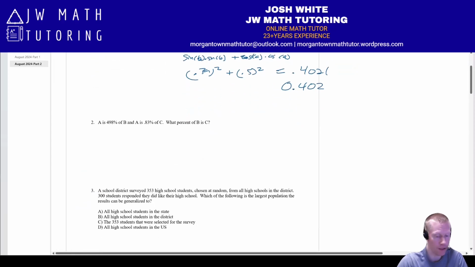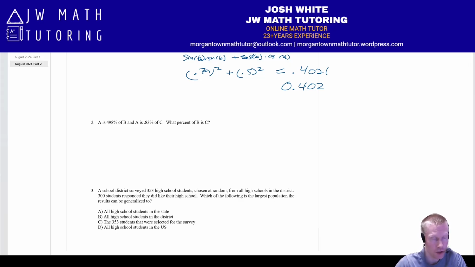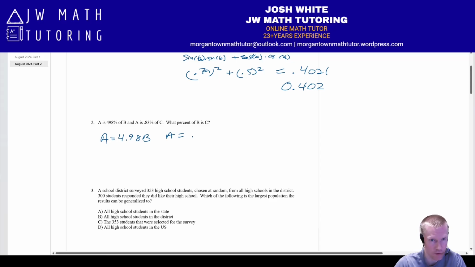Next question dealt with percentages. On this one, the first thing I'm going to do is convert these words into an equation, which would be A equals 4.98B. And then you could convert the second one into an equation, which is A equals, you just have to be careful. So this is 0.83%, which means we move the decimal over, and it turns into 0.0083C. Now, since these are both equal to A, we can just set them equal to each other. So 4.98B equals 0.0083C.